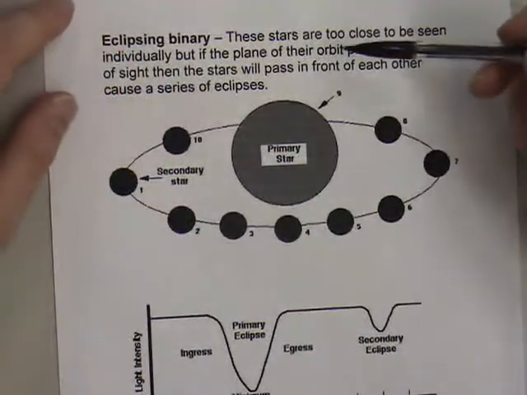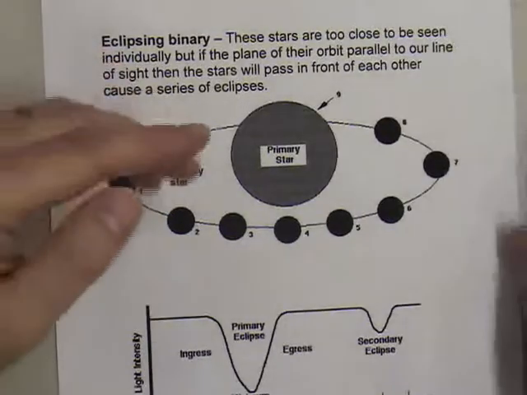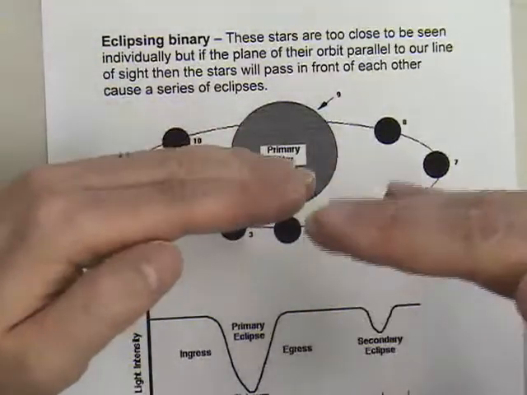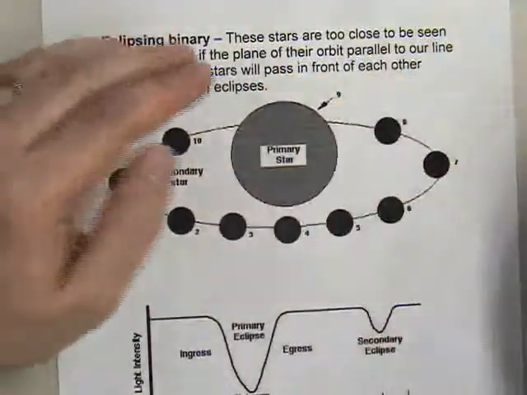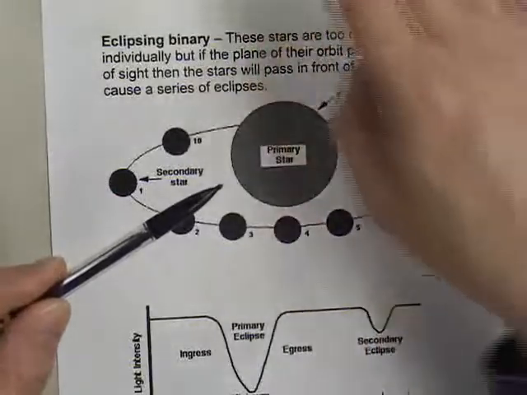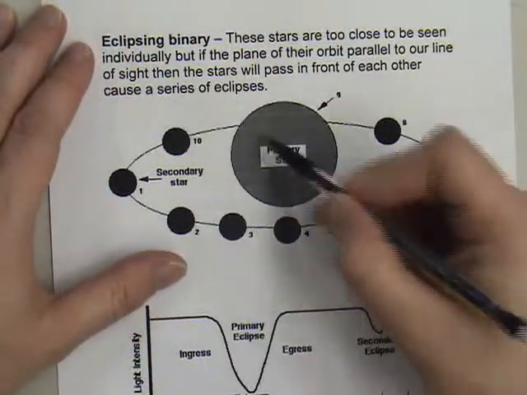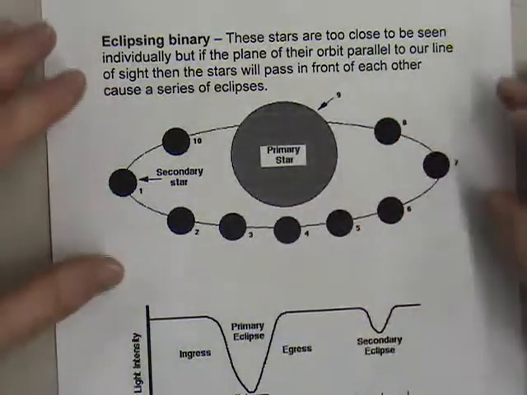The last type of star is called an eclipsing binary, and this is just by dumb luck. If it happens to be that the two stars are orbiting each other and the plane of their orbit is exactly in line with the line of sight that we have from the Earth, then what will happen is this one star will pass in front of the other or pass behind it, and we'll see essentially an eclipse.